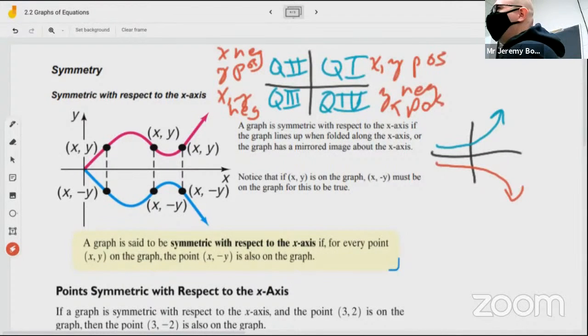Any questions on that? No? So what we're going to do is learn how to notice if a graph is symmetric, and learn how to draw part of a graph that would be symmetric to the different axes and the origin. That's last. So one thing to notice is if the point x comma y is on the graph, then the correlating point of x comma negative y must also be on the graph.